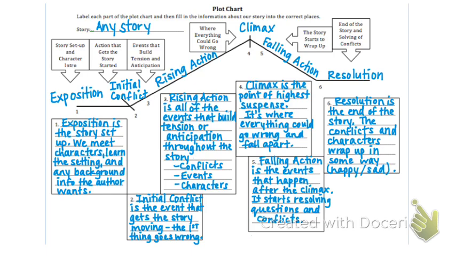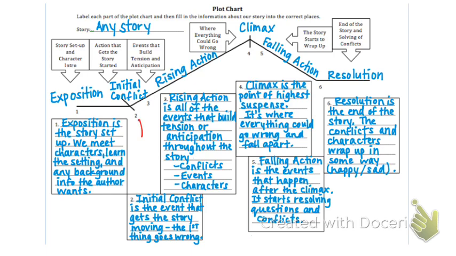So, let's talk about why we have the plot line that goes up and down like this. The first part is what's called exposition. The exposition is the story setup, and it's where we meet our characters, we learn about our setting, and any background information that the author wants us to know. So, for example, in Freak the Mighty, we learned that Max and Kevin met in daycare, and so that's important because they didn't get along at daycare, and now they've met again as teenagers, and they actually do get along and discover that they had more in common than they thought. So that influences the rest of the story.